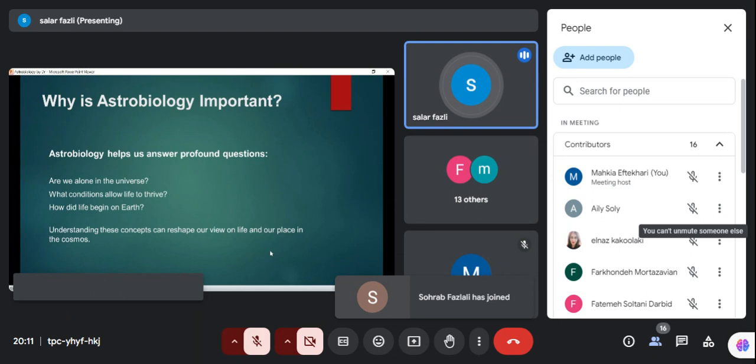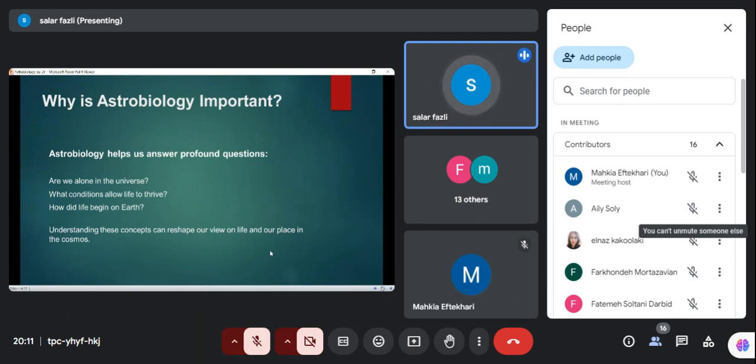So astrobiology helps us answer profound questions such as, are we alone in the universe? What conditions allow life to thrive? And how did life begin on Earth? There are also other questions such as, how did life begin in the first place? What are the essential ingredients for life? How does life adapt to extreme environments? And what might extraterrestrial life look like?